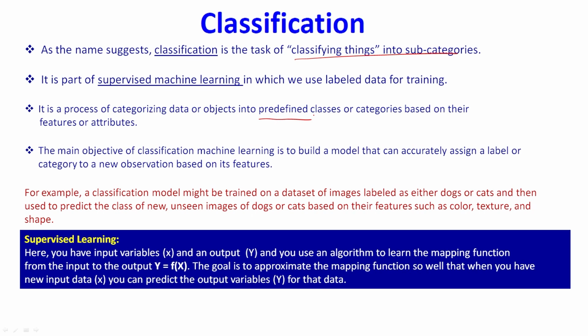So classification is based on predefined classes. You cannot have undefined classes, remember this. Since you may forget, what is supervised learning? In supervised learning, you have input variables and output variables, and you use an algorithm to learn the mapping between input and output, that is, y is a function f of x. We did that in regression. Our goal is to approximate the mapping function so that when you have new data, it can predict the output without much error. That is the goal of any supervised learning.